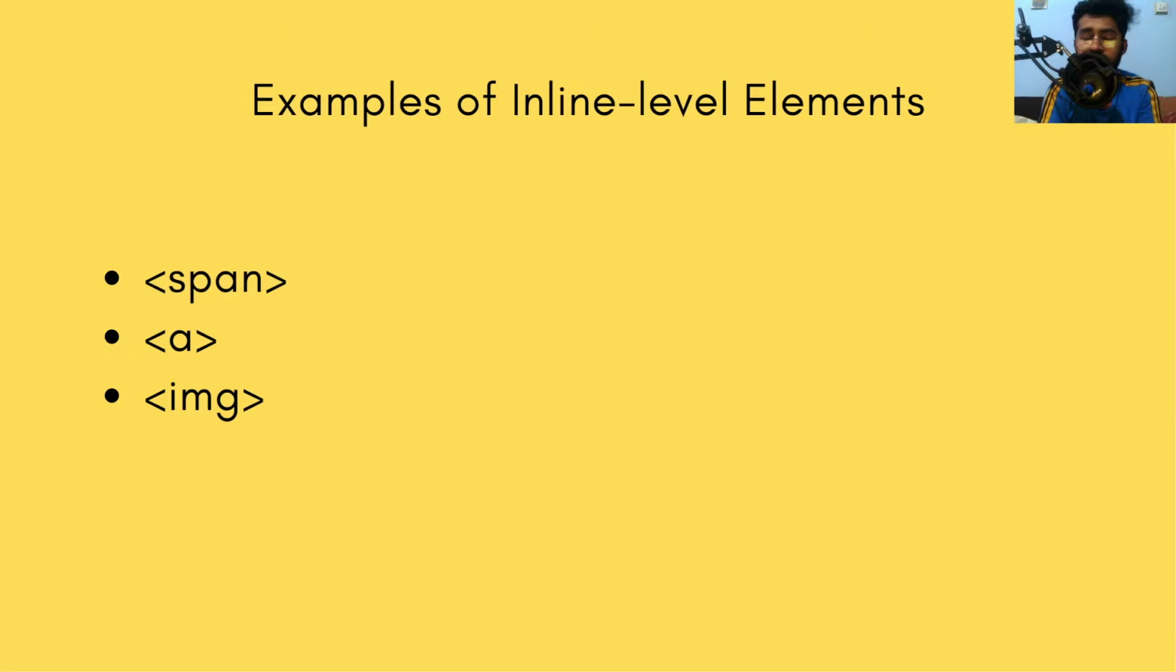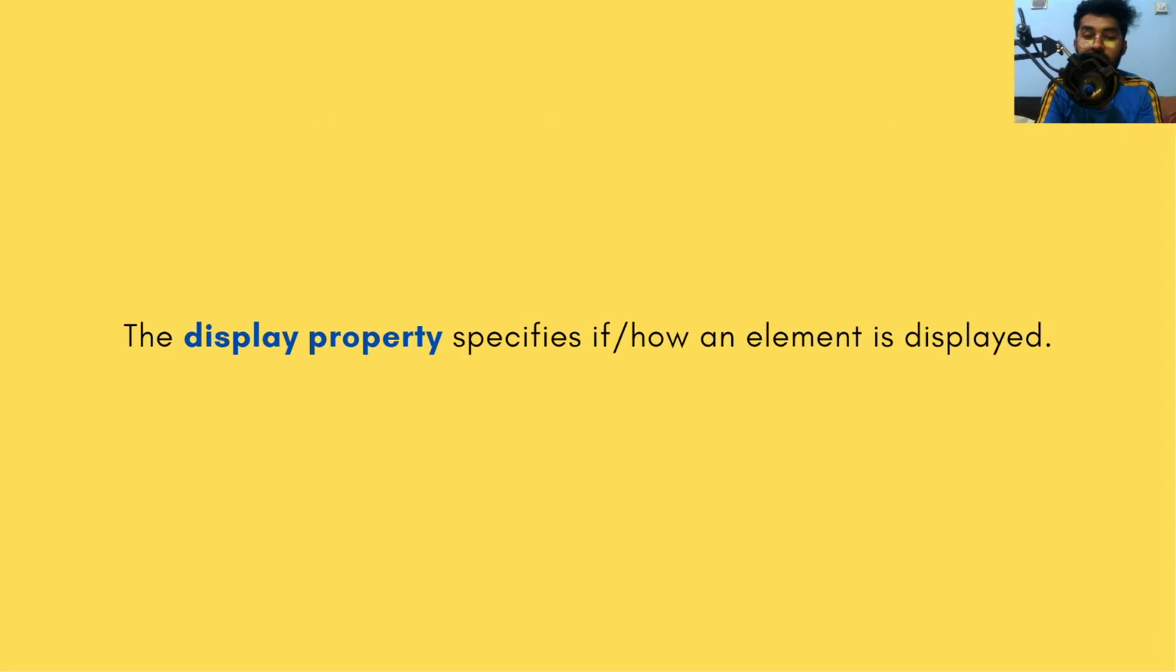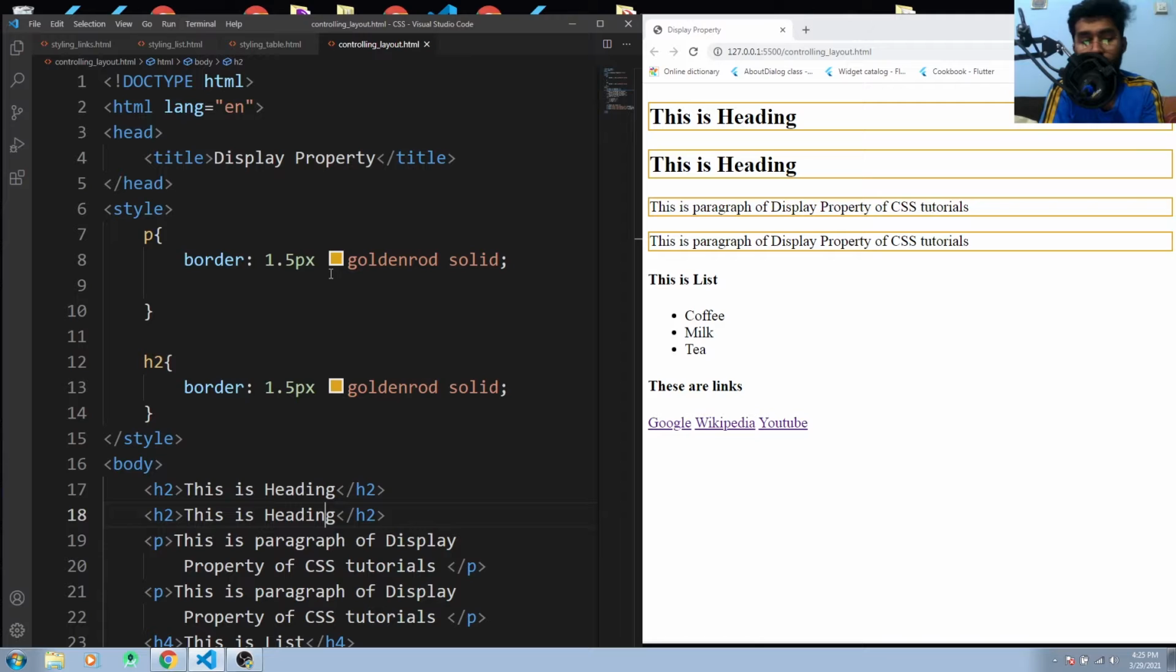But you would be wondering how we would know how they become block level elements and inline elements. Okay, so there is a property in each element which is the display property, and the display property specifies if or how an element is displayed. When we talk about the block level elements, the default value of the display property is block, and when we talk about the inline elements, the default value of the display property is inline.